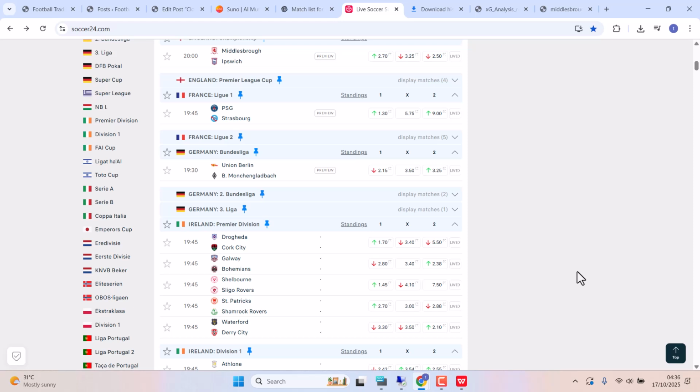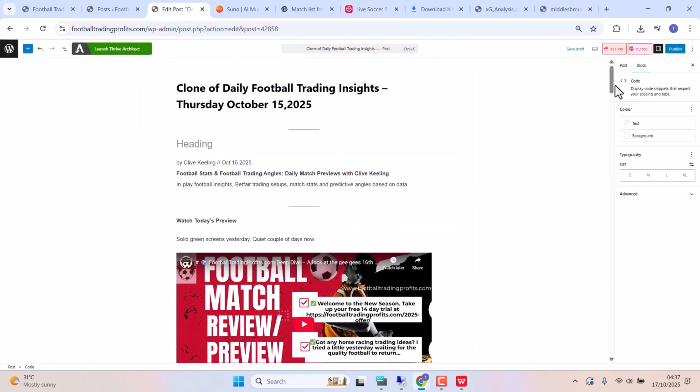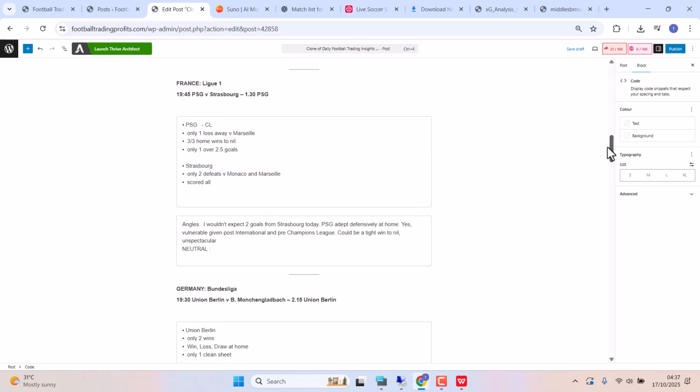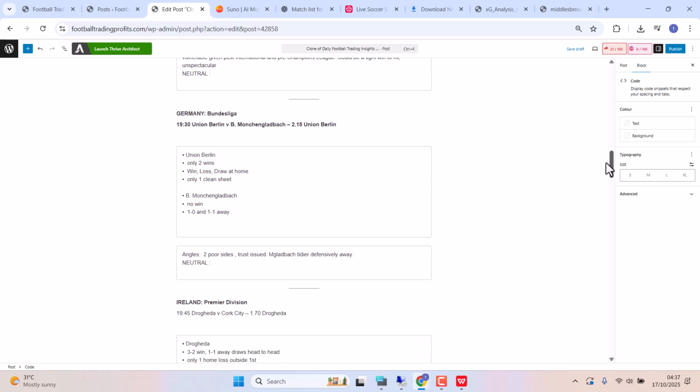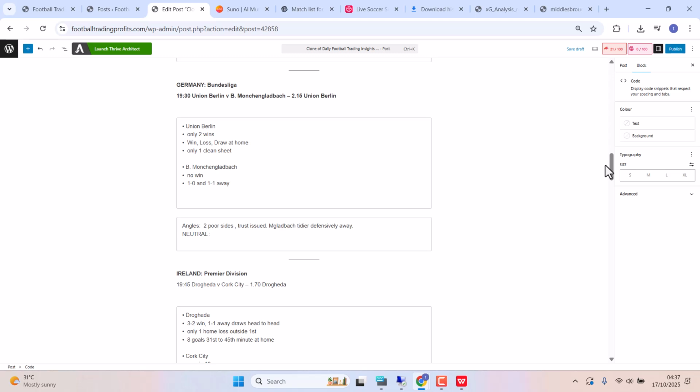If ever these sides are gettable at short odds when needing, it is this particular weekend. Union Berlin and Borussia Mönchengladbach. These two are not the best sides on the planet, and it's going to take a lot for me to be tempted in here to trade.